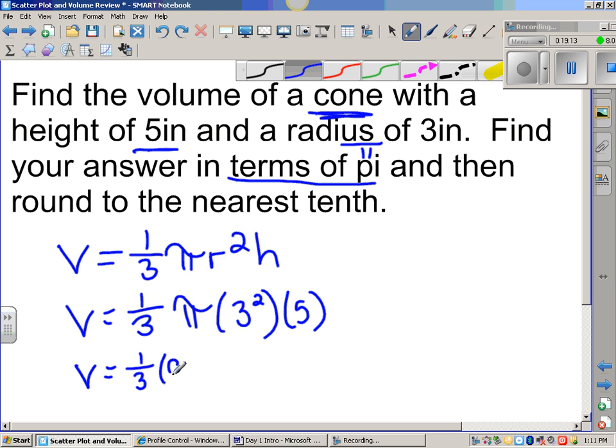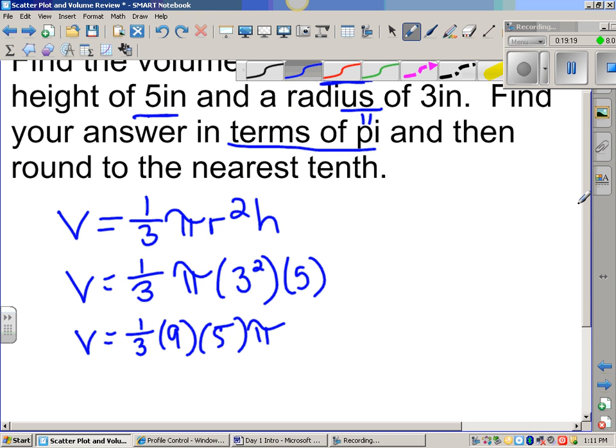3 squared is 9. All right, and again, using our commutative property to kind of shuffle the numbers around a little bit. And then you will have access to a calculator. I'm going to type in n over d, 1/3 times 9 times 5. Or we could use our cross simplifying. This would turn into a 1. 3 into 9 would be 3. And you do get 15 pi inches cubed.